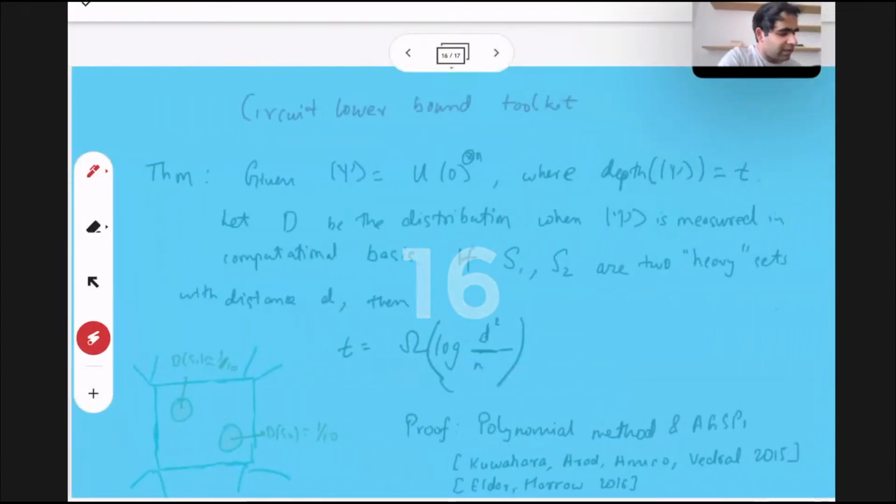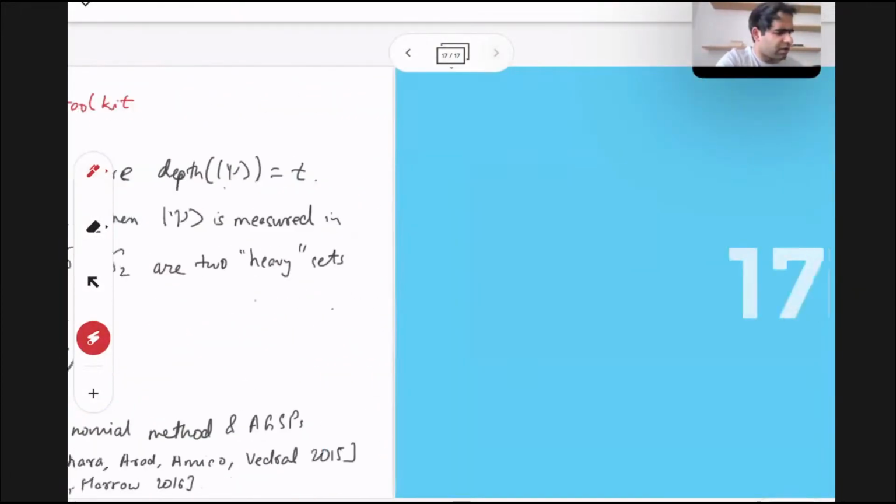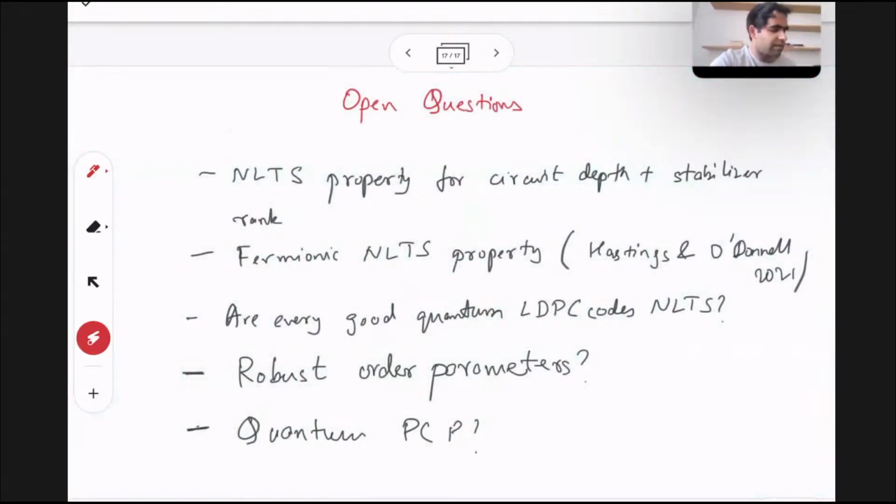And finally, the last slide pretty much brings you to the end of this talk. Of course, you can ask me questions about any of these, but here are some open questions. One very interesting open question is, can we prove this property not just for circuit depth, but also for other notions of simplicity, such as the stabilizer rank? It's another notion of simplicity that we have. Can we prove the NLTS property for fermionic Hamiltonians, which was asked recently by Hastings and O'Donnell, which is probably the easiest question in this list?